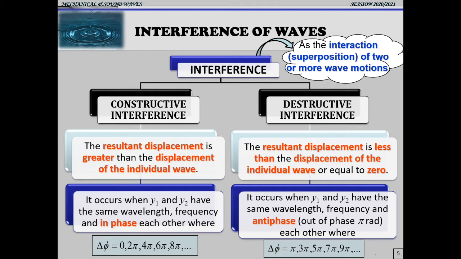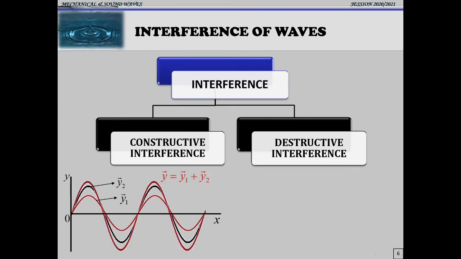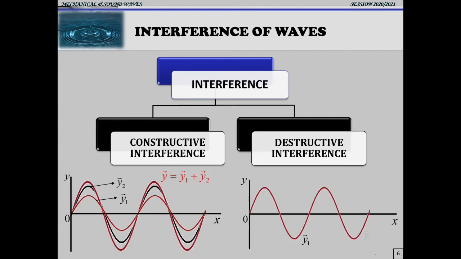Destructive interference happens when the resultant displacement is less than the displacement of the individual wave or equal to 0. It occurs when y1 and y2 have the same wavelength, frequency, and are in antiphase, or out of phase by pi radian between each other. The diagram shows constructive interference and destructive interference.